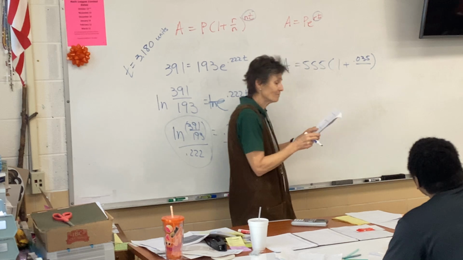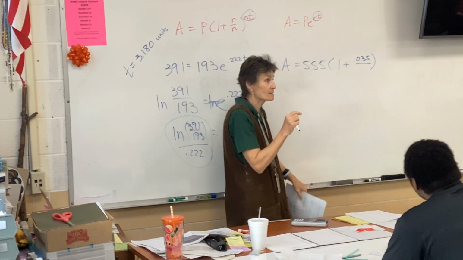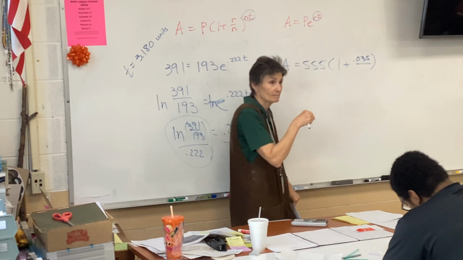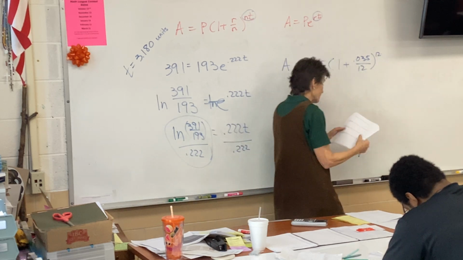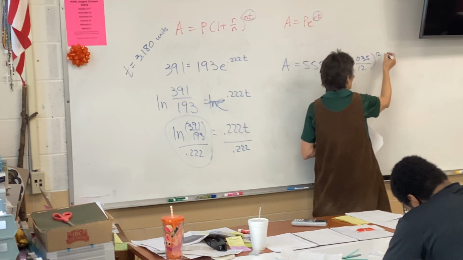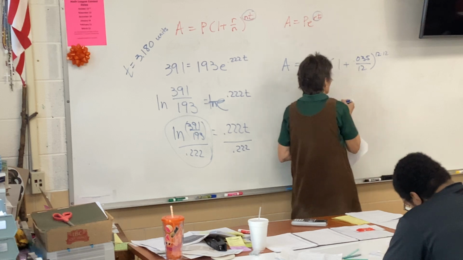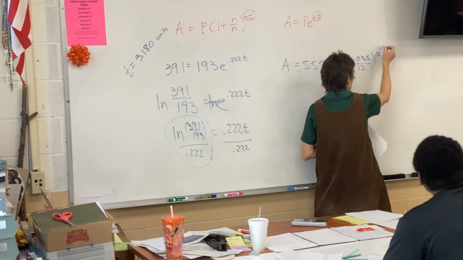What am I dividing by? 12, because monthly. And how many years am I waiting? 12? Yep. So I'm going to go ahead and multiply those. 12 times 12, that's 144.